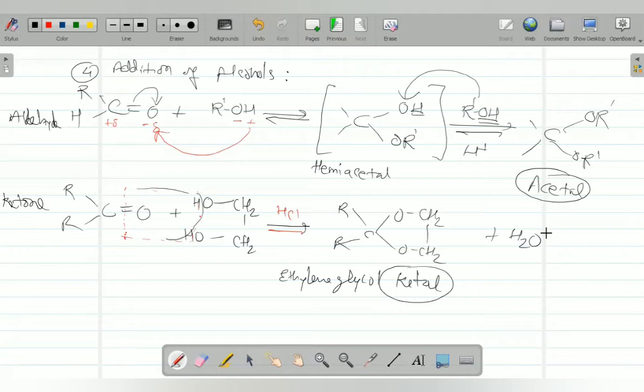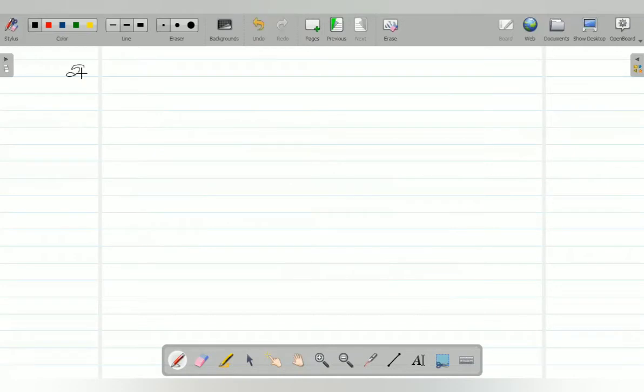Reaction number 5 of nucleophilic addition reactions. Number 5, addition of ammonia and its derivatives. How does it react? First, understand the mechanism.